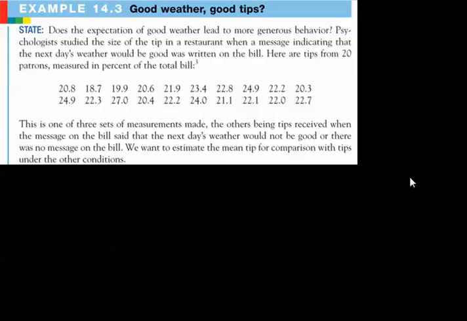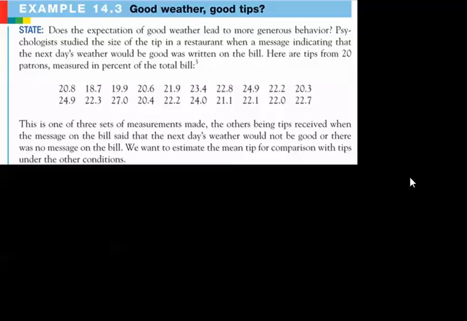Psychologists studied the size of the tip in a restaurant when a message indicating that the next day's weather would be good was written on the bill. Here are tips from 20 patrons measured in percent of the total bill. This is one of the three sets of measurements made, the others being tips received when the message on the bill said the next day's weather would not be good or there was no message on the bill. We want to estimate the mean tip for comparison with tips under the other conditions.